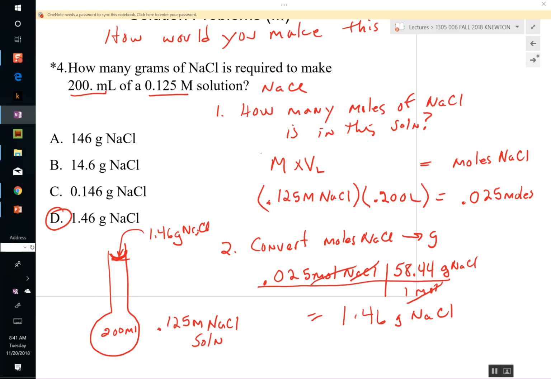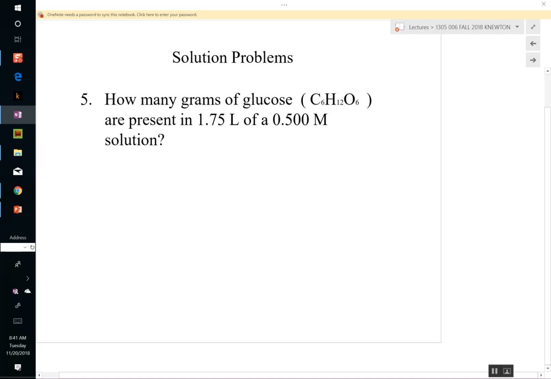Okay, now we won't take the time to do this problem right here. This will take some figuring, but you can see it. How many grams of glucose are present in 1.75 liters of a 0.500 molar solution of glucose? You're going to have to figure out the molar mass of this, and you'd use that equation. Molarity times volume in liters equals moles of glucose, and then go from moles of glucose to grams of glucose.